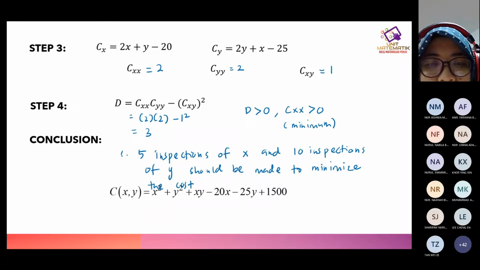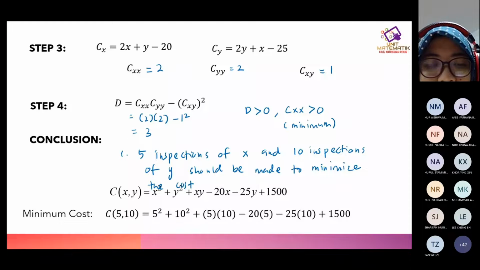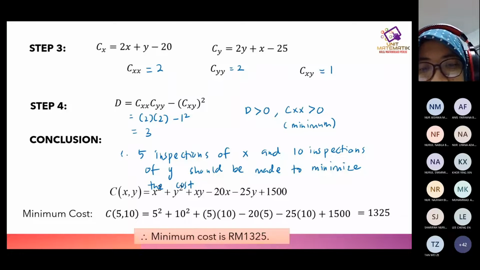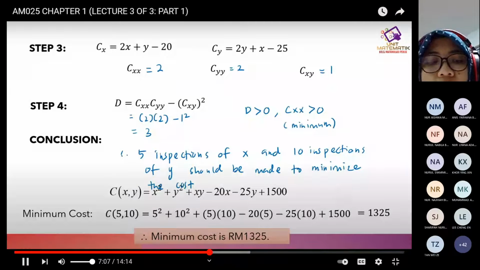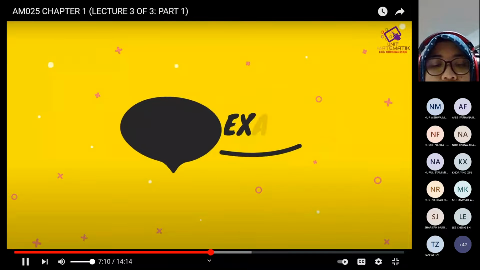And don't forget we want to find the minimum cost. So this is the function. So we substitute the value of x and y. So x equals to 5 and y equals to 10, to find the minimum cost. So we will get the value 1325. So we can conclude that the minimum cost is 1325 ringgit.